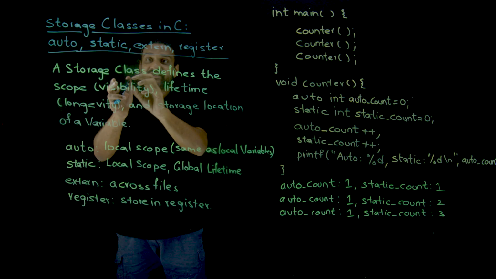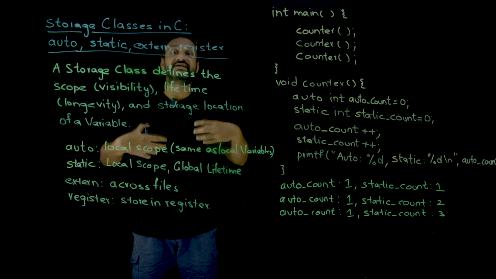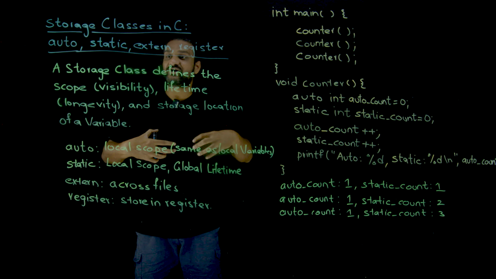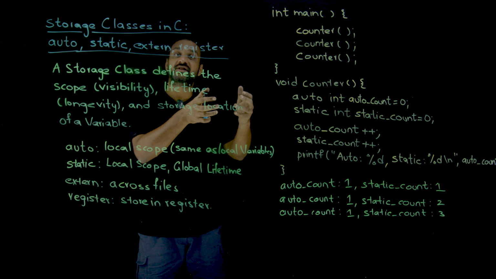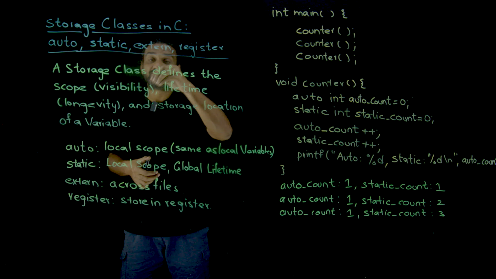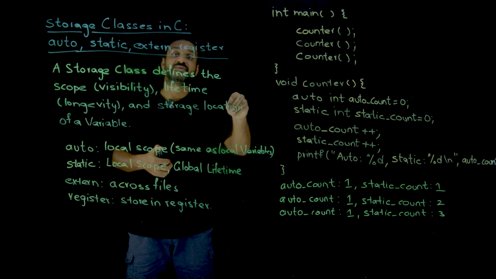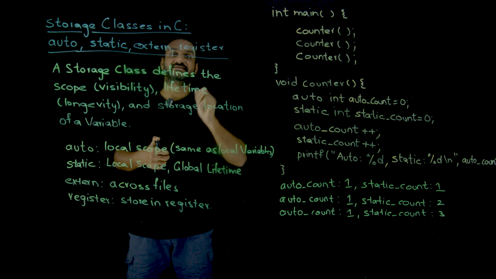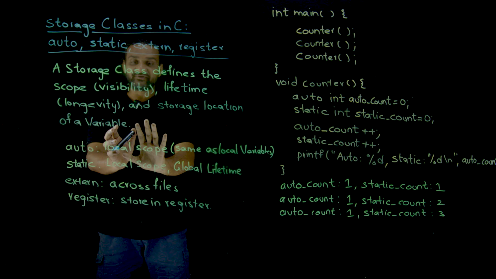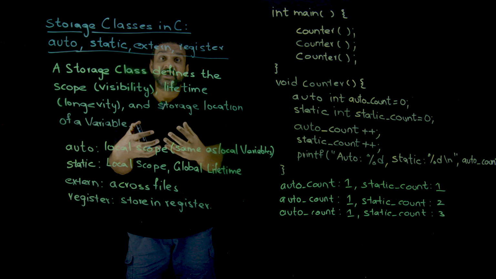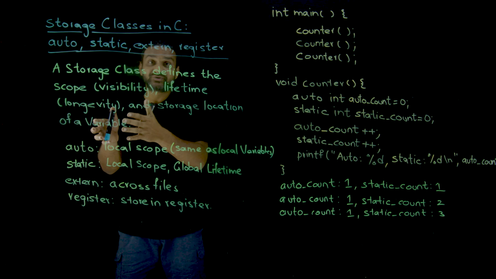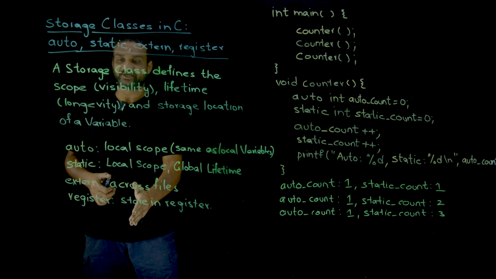But by using these storage classes, we can define the scope of a variable, we can define the lifetime of a variable, and we can define the storage location of a variable. So that is the use of storage classes. So first we will see a brief understanding of these storage classes. What kind of definitions can we provide by using these storage classes, that we will try to understand.